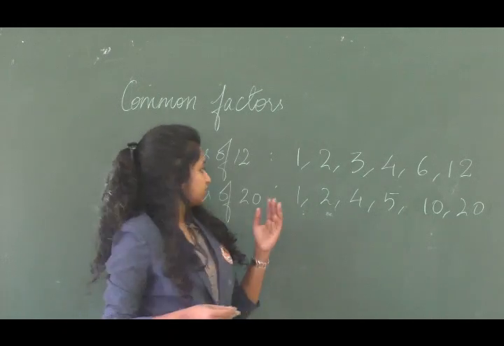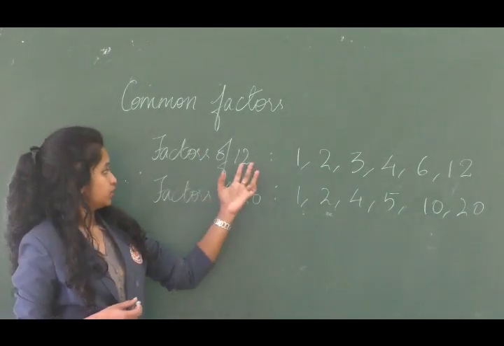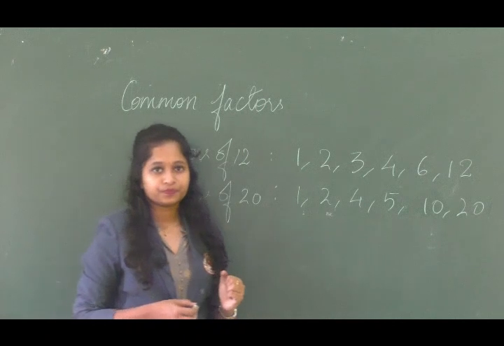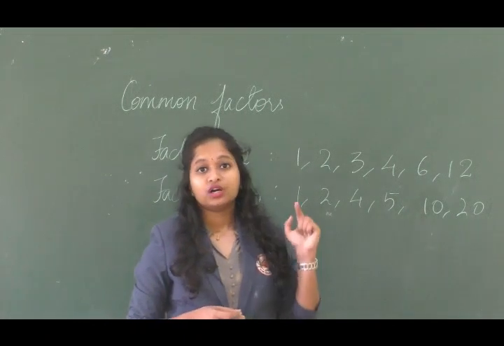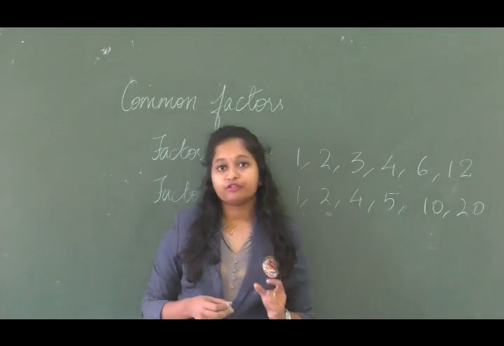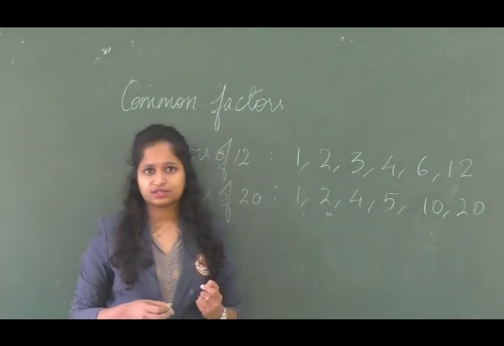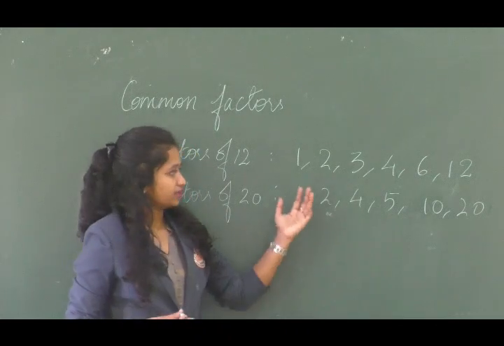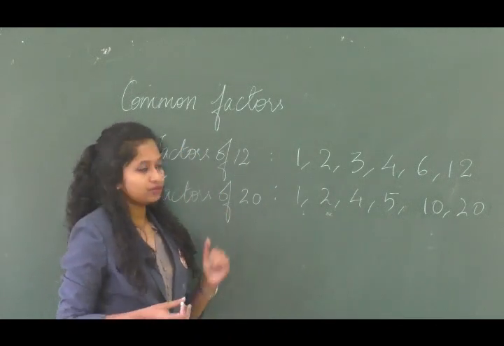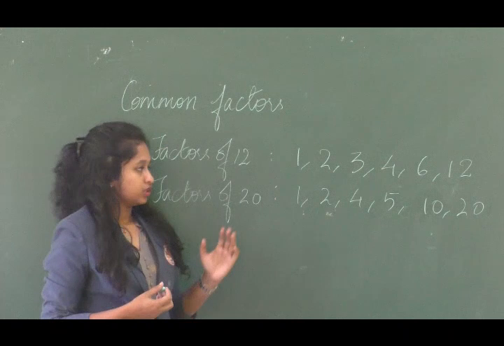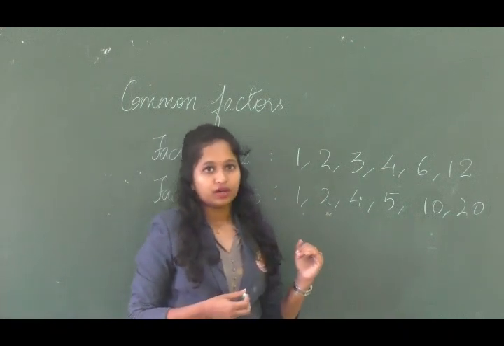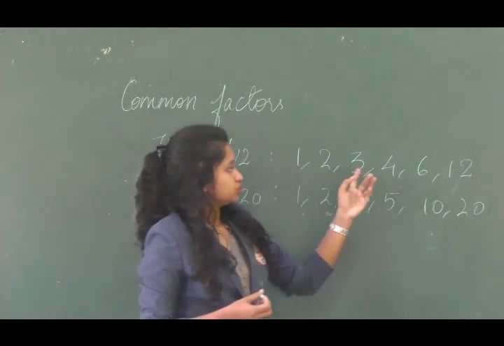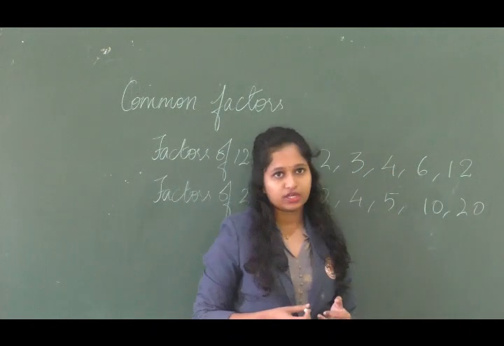Okay, so children, now let's see about common factors. Okay, here I have an example of 12 and 20. I had taught you how to find the factors of 126 in this video itself. In the similar way, you can find the factors of 12 and 20. So factors of 12 are 1, 2, 3, 4, 6 and 12.